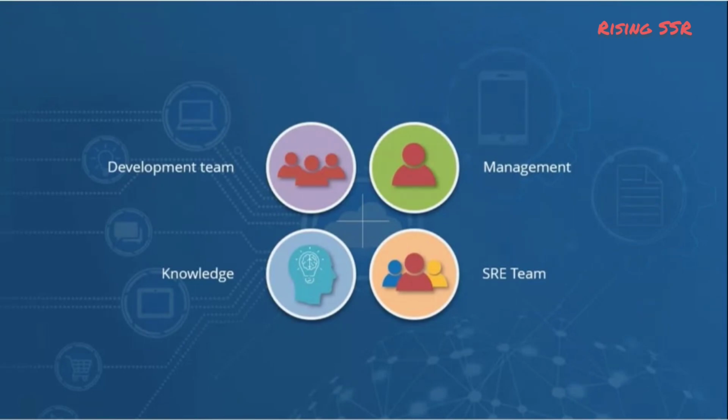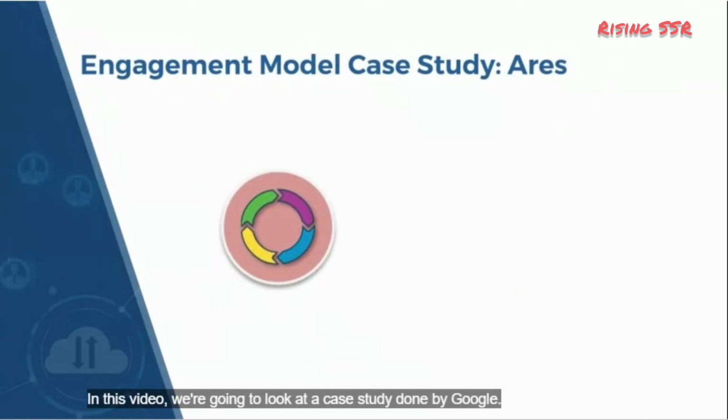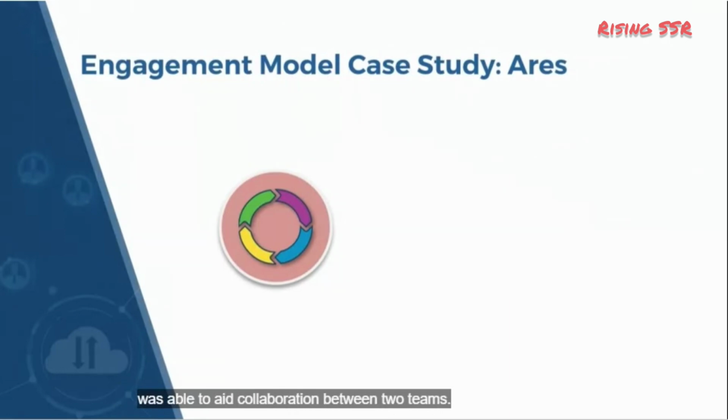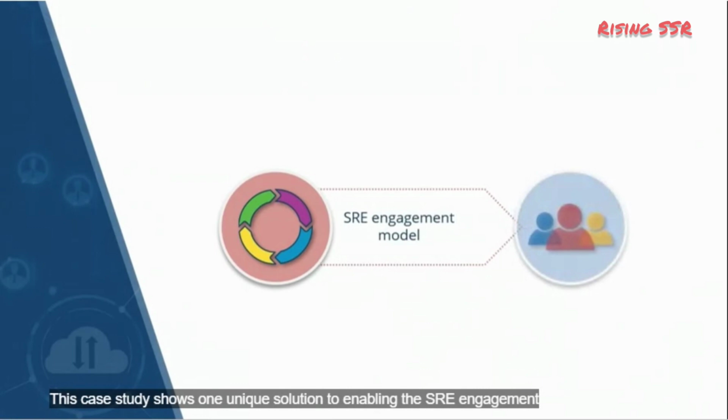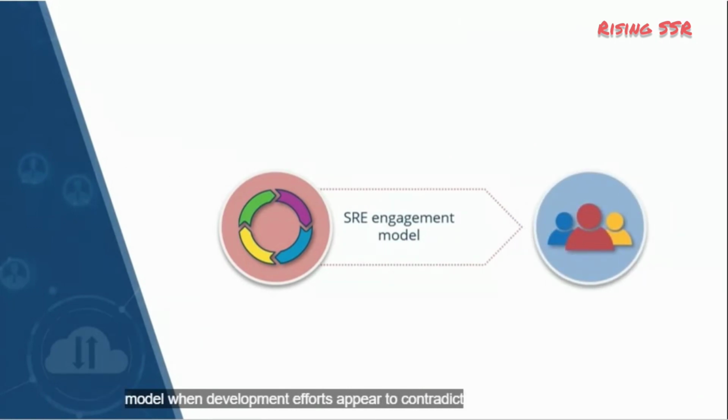In summary, the data analysis pipeline case study shows that communication is essential to the effective working of an SRE team engagement. There are certain conditions in which it makes more sense to end that engagement rather than continue and try to salvage it. Next is a case study done by Google, which shows how a common platform team called REs was able to aid collaboration between two teams, the Google Abuse SRE team and the team that managed the Common Abuse Tool, also called CAT. This case study shows one unique solution to enabling the SRE engagement model when development efforts appear to contradict the SRE engagement model tenets.